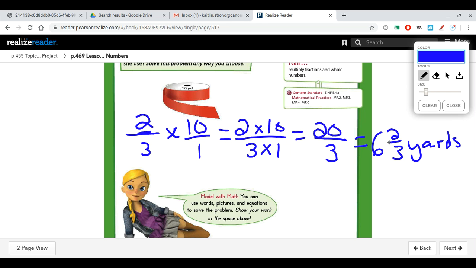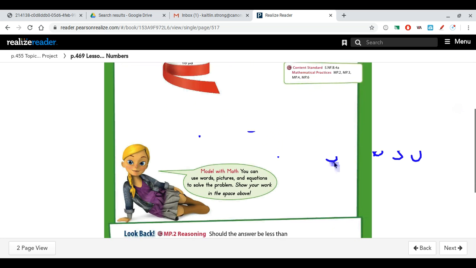Okay, so again, what I'd like to point out is I rewrote my whole number over 1, and then I multiply the numerators together, multiply the denominators together, and then simplify to find my answer. Okay, and that is how you can multiply fractions and whole numbers together.